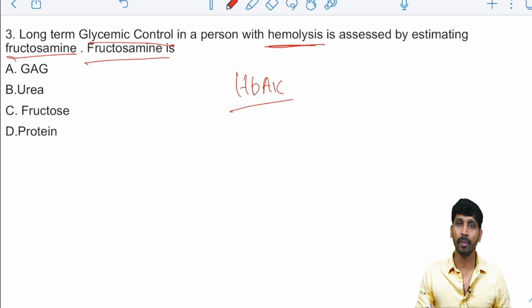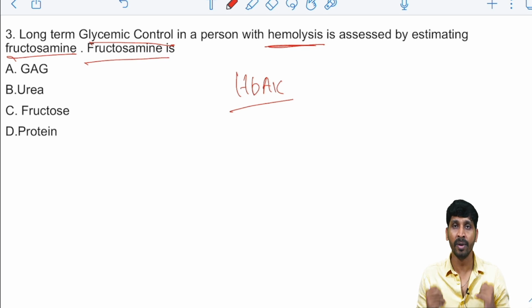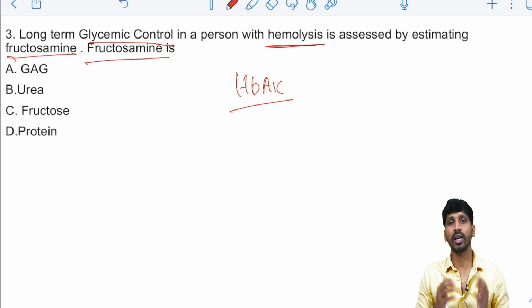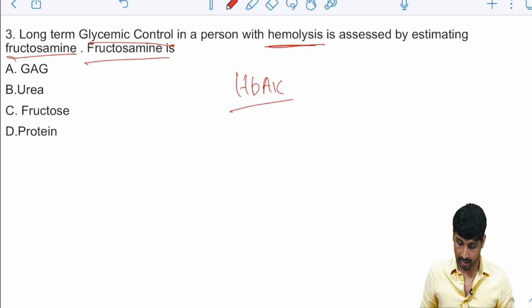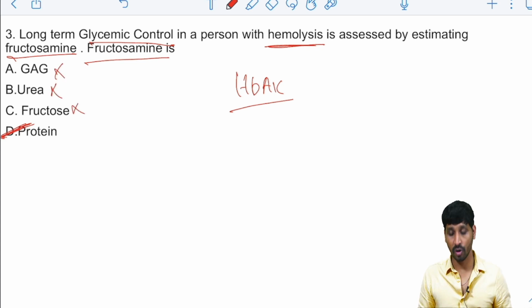Fructosamine is a sort of albumin, so that's why it is getting glycated. The glycated form of albumin is known as fructosamine. So it is a protein. The rest of the options are wrong. It is not a glycosaminoglycan, it is not urea, and it is not fructose. Remember, it is a protein.